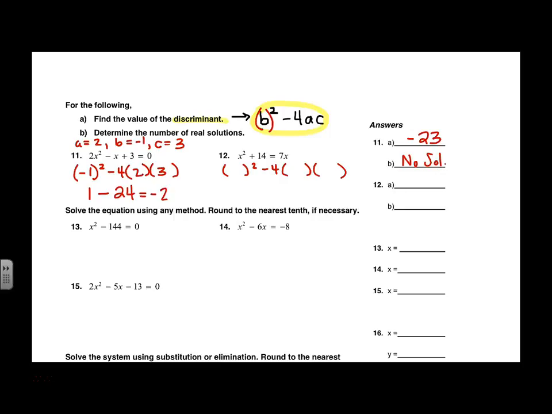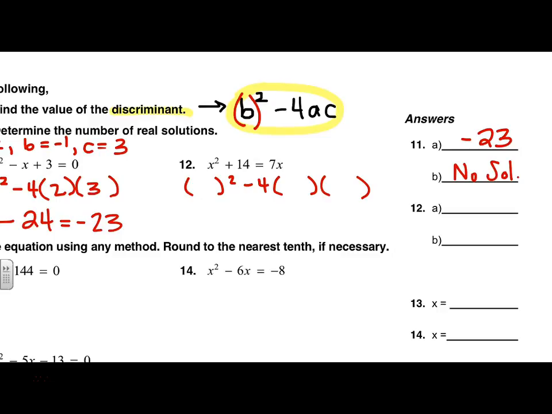For number 12, I'll let you finish it, but I am going to help a little bit because some of you didn't realize that you couldn't take A, B, and C right away. They weren't written the right way. X squared was there, 14 was there, but 7x was on the wrong side. You had to subtract 7x. Then you can say A is 1, B is negative 7, and C is 14.